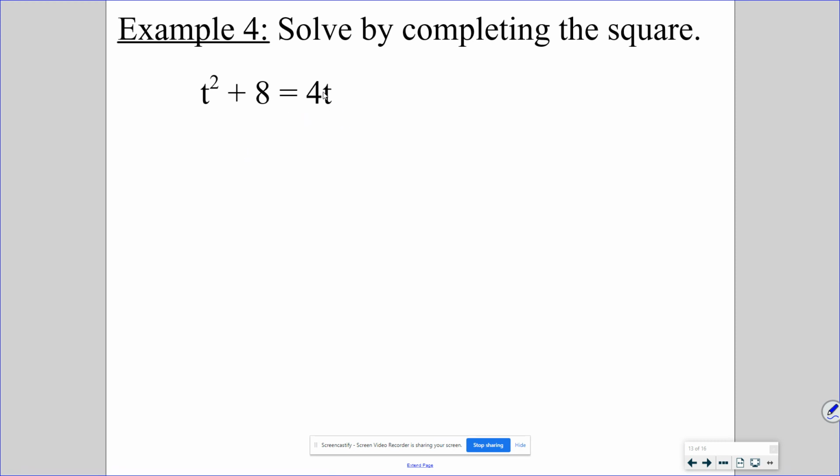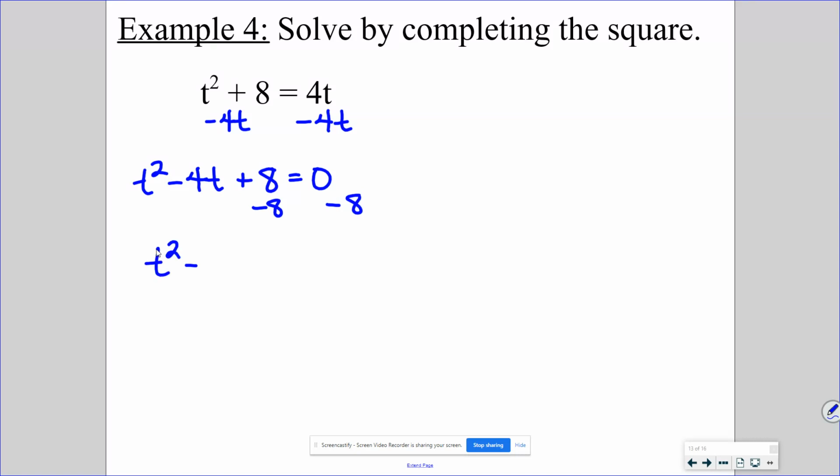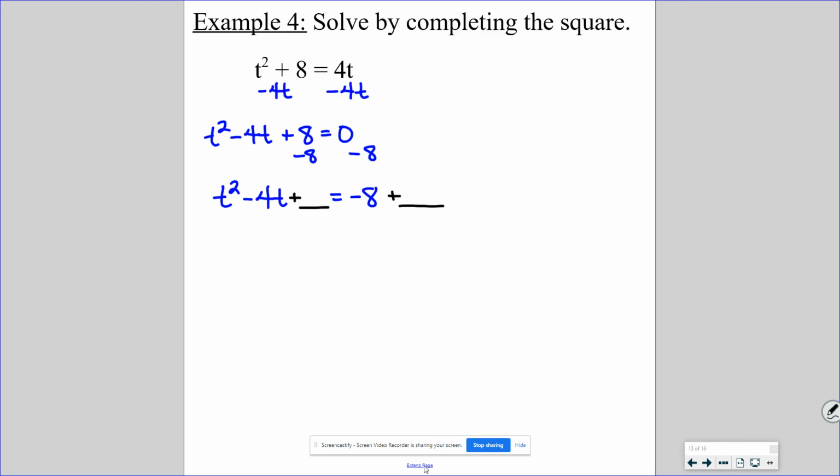This particular question is not the same as the last two because not all the terms are on the same side. So before you do any of your completing the square, you're going to want to put all your terms on one side of the equation. And then it's going to look like the other examples. So not a perfect square, because there's nothing times itself that equals 8. So we're going to move the 8 over and leave a blank space to fill in the missing value.